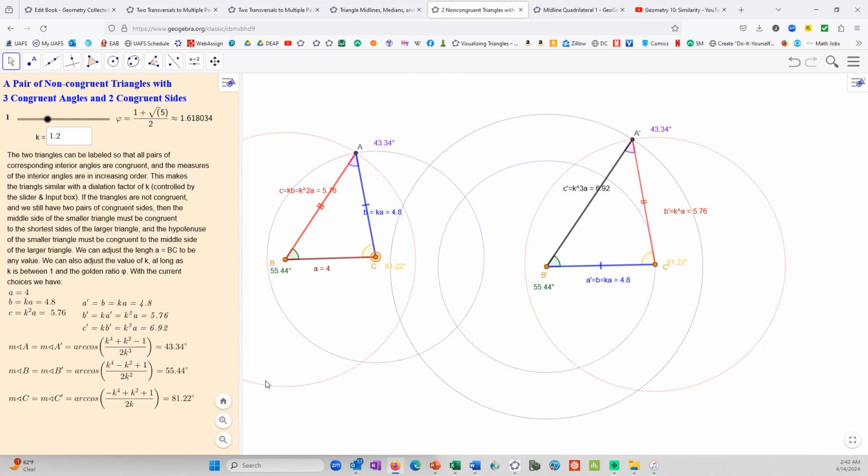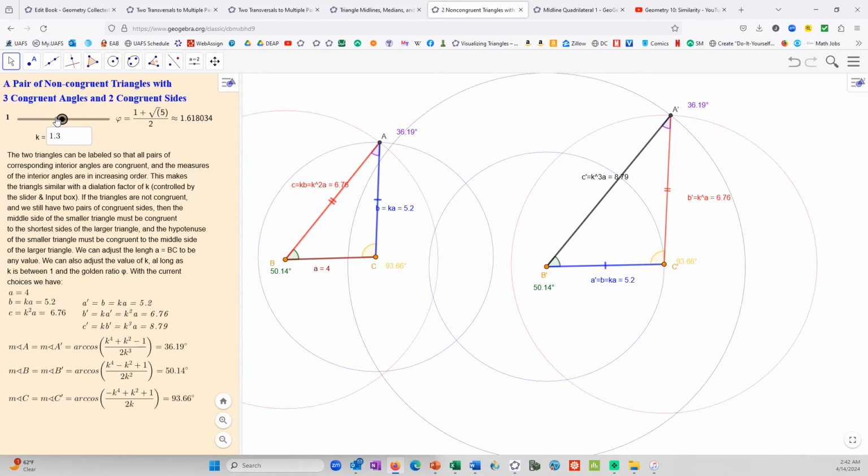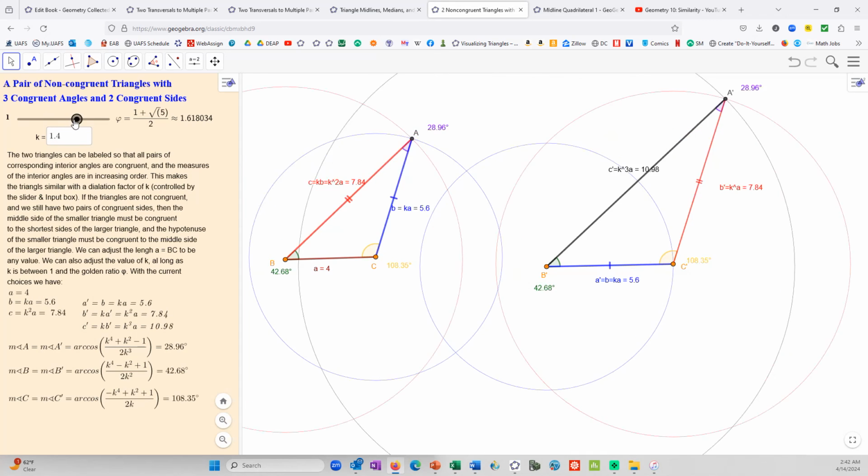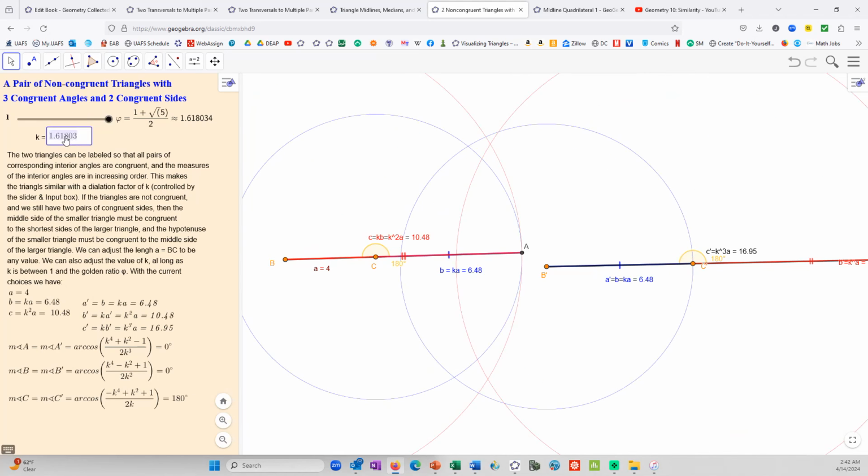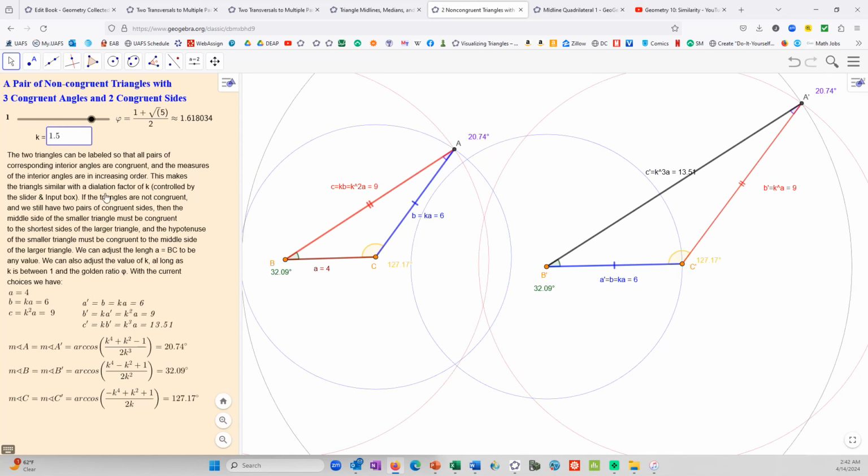Let's use that. So it's 4, and then I could let this be 1.5, for example. And this is an input box. 1.5 is in that interval. So that makes this B, if this is 4, B is 1.5 times that, so that's 6. And then 1.5 times the 6 is the 9. And then this one over here is also the 6 and the 9.